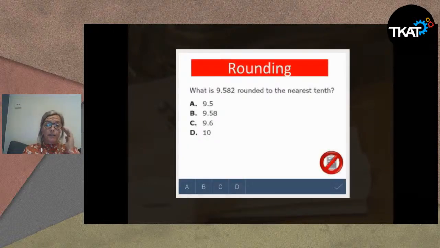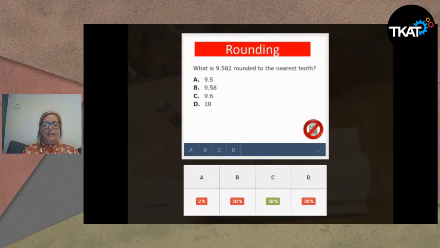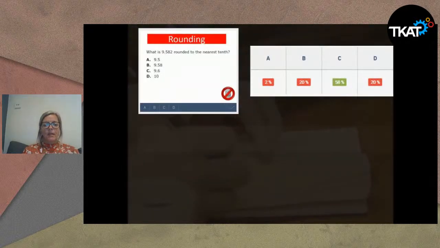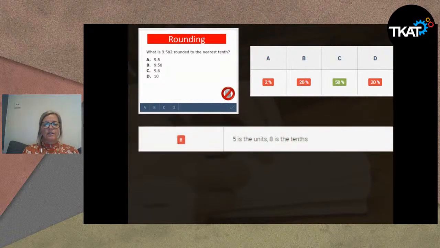So let's look at this one. What's 9.582 rounded to the nearest tenth? Well, again, we've got the correct answer, but some plausible wrong answers here. And if we look at the percentage of children answering the question, there's just over half correct here. There's a big misconception around answers B and D. And then if you analyse the children's answers, you can see why.